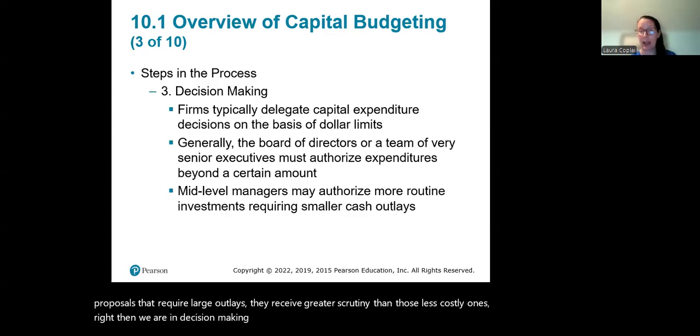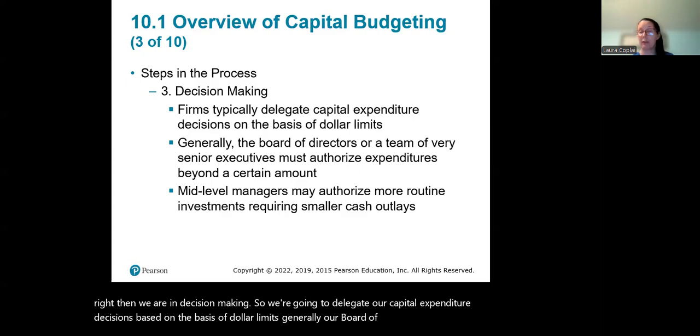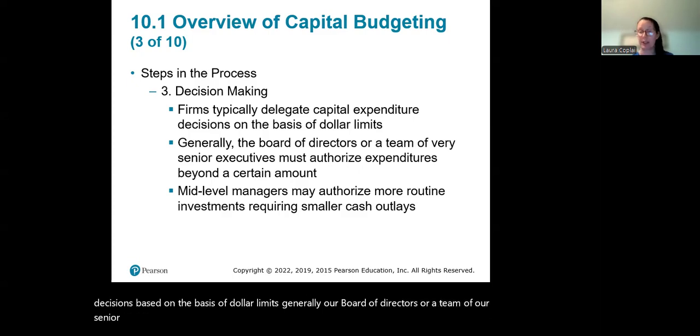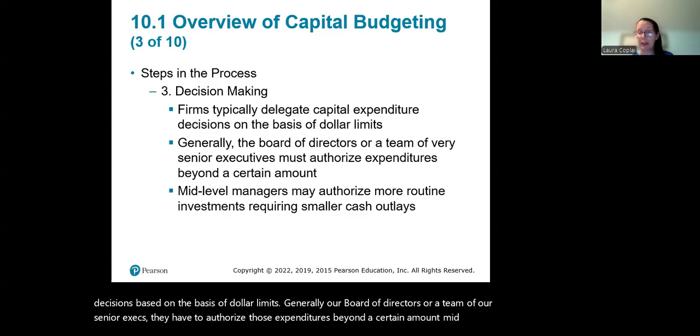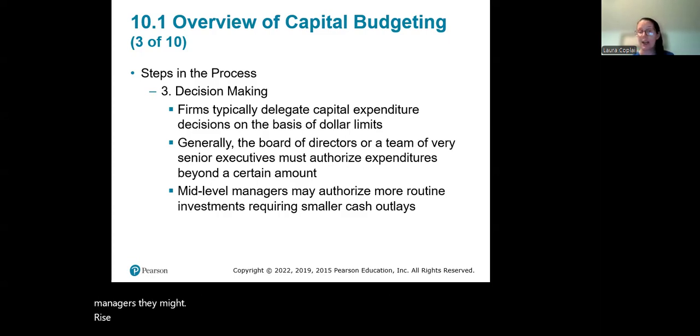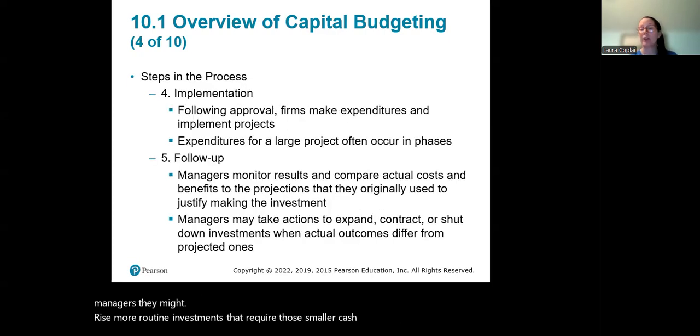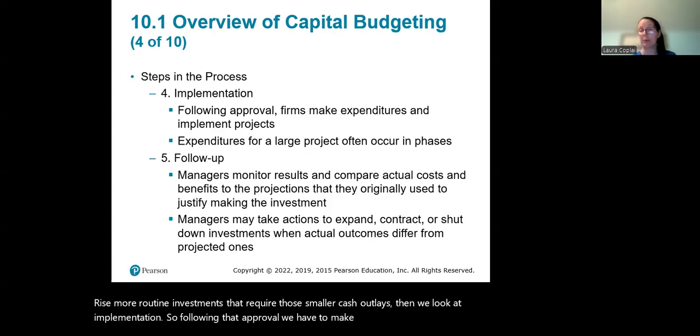So we delegate our capital expenditure decisions on the basis of dollar limits. Generally, our board of directors or a team of our senior execs have to authorize expenditures beyond a certain amount. Mid-level managers might authorize more routine investments that require smaller cash outlays. Then we look at implementation. Following that approval, we have to make those expenditures and implement our projects. Expenditures for a large project most often occur in phases. And then we're going to follow up.